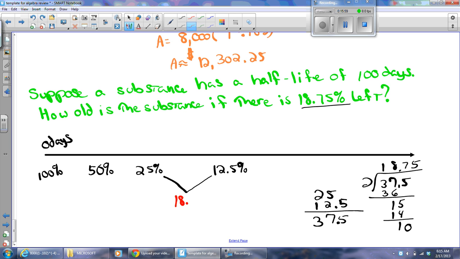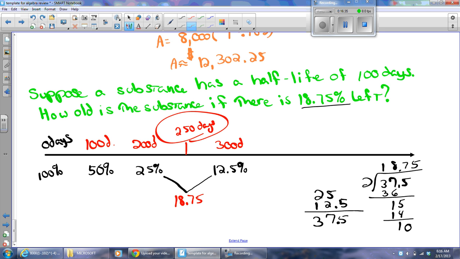Okay, so now the half-life. Now let's figure them out. 100 days. So every half is 100 days. So there's 100. And then I have 200 days. And then I'm going to do another 100 days, which will be 300 days here. Now I'm going to average the two, which is going to end up being 250 days. And there you go. So that means the half-life of the substance is approximately 250 days.